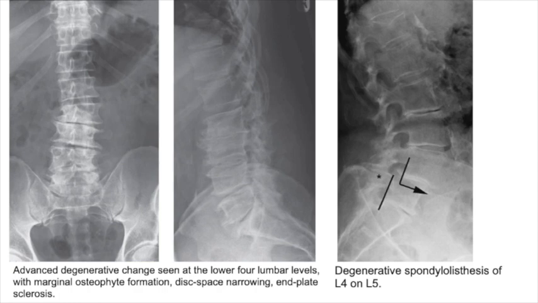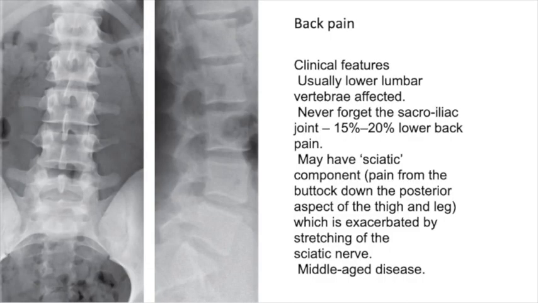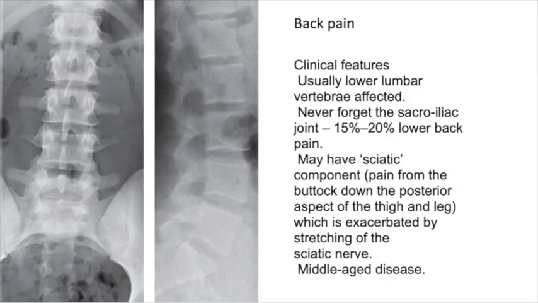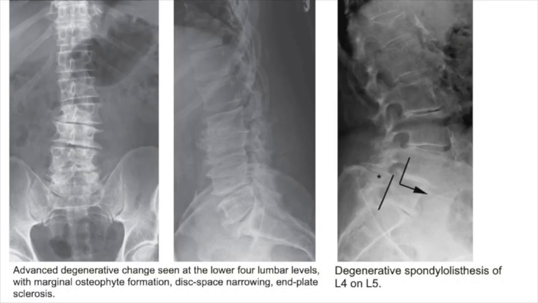So you can see the difference between this lumbosacral X-ray, which is normal, and this one. This is a young patient. This is an old patient. So you can see there is a lot of difference here. In this case, we have advanced degenerative changes with osteophyte formation, disc space narrowing, and end-plate sclerosis. So you have to know that very well.